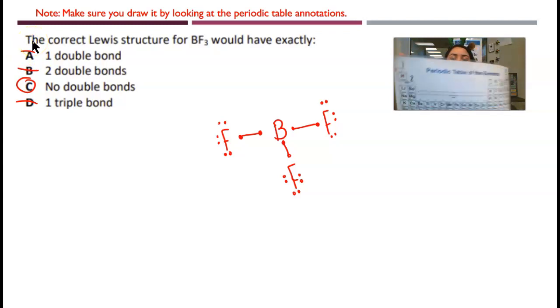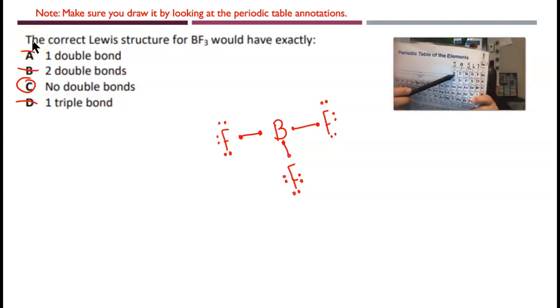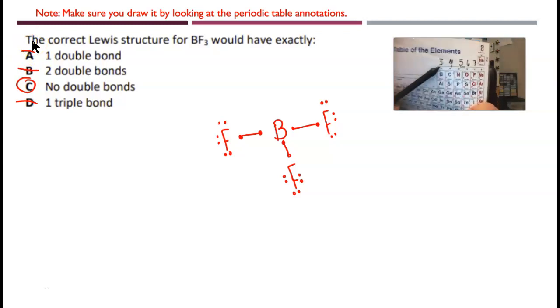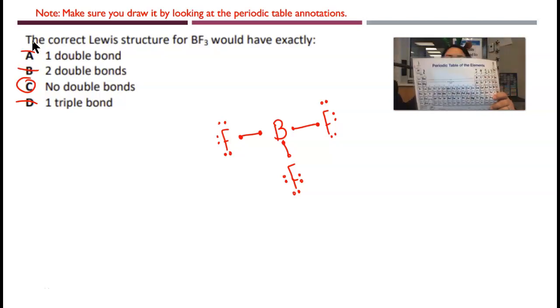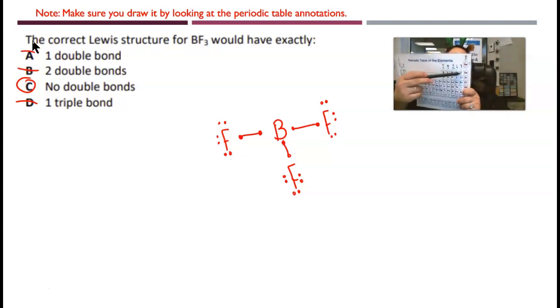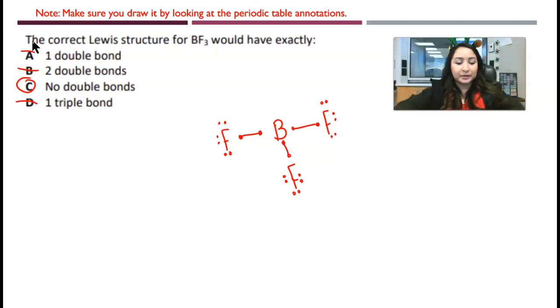How did I get those dots? Well, if you look at boron on your periodic table, boron has 3 valence electrons. And remember, we count the valence electrons by the columns that they're on. So this is 1, 2, boron's on the 3rd one, 4, 5, 6, fluorine is on the 7th. That's how we know it has 7 dots. Sorry about that. I just went ahead of myself.